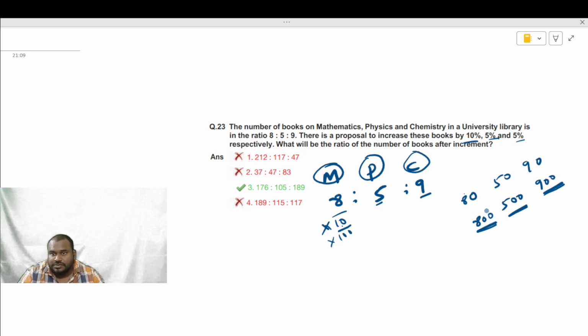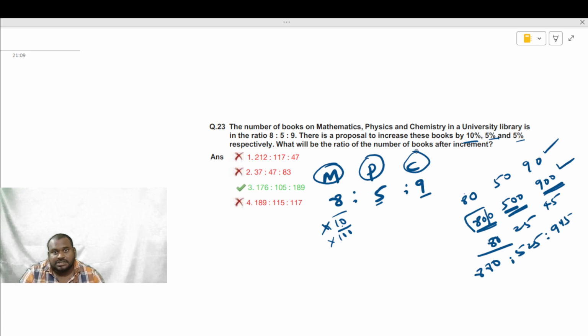Suppose I am assuming 800, 500, and 900. So what is 10% of 800? 80. 5% of 500: 50 is 10%, 5% is 25. And I'm just assuming these numbers. You can do this on this also. 90 is 10% of 900 and 45 is 5%. Then now we have 880, 525, 945, to find out their ratio.